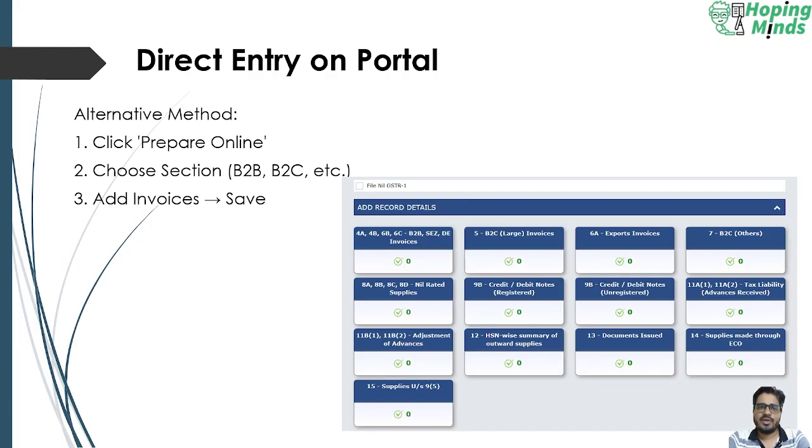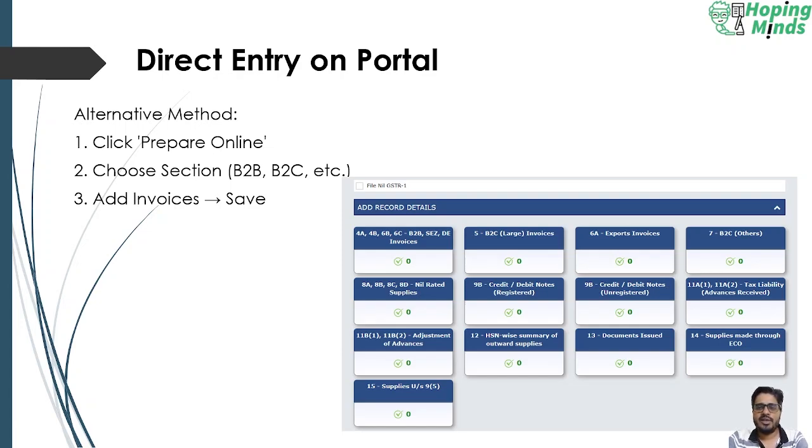Next we have the option of direct entry on the portal. So we can manually enter the data on the GST portal by logging into our GST account. So instead of clicking on the prepare offline option, we have to click on the prepare online option. Then we have to choose each and every table in which data is required to be filled. After filling data in each table, we have to click on the save record option, and then we have to get back to the home screen to select the next table. So in this way, we can enter the data manually in each and every field that is relevant to our reporting.